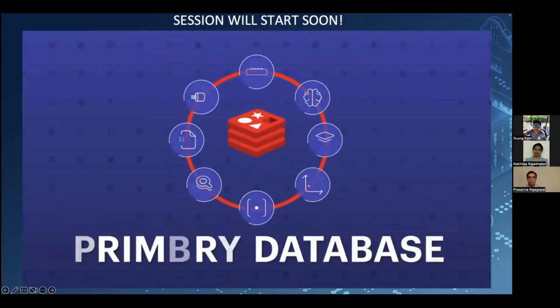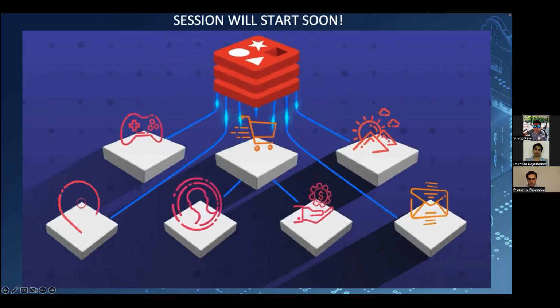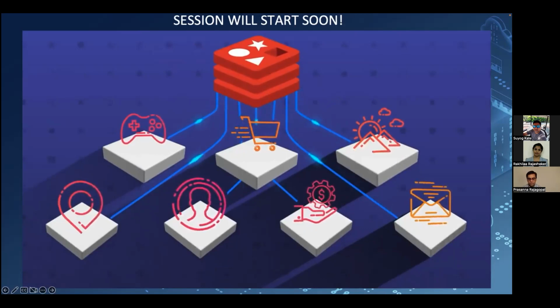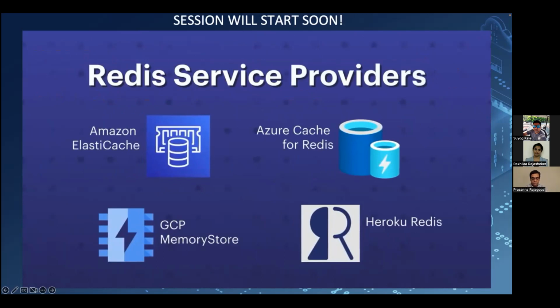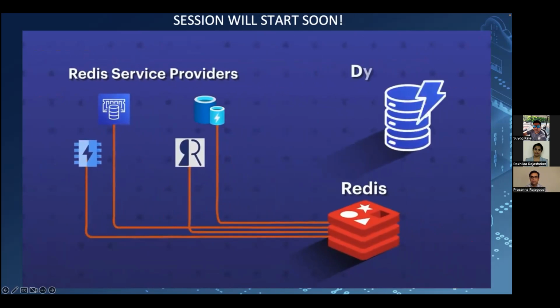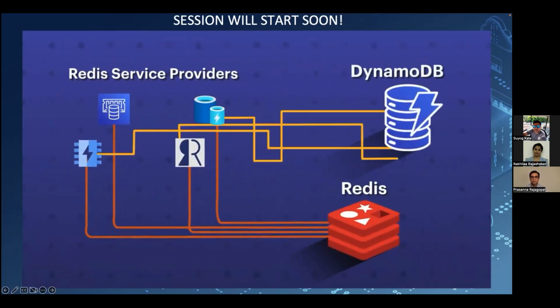Redis began as a caching database, but has since evolved into a primary database. Many applications built today use Redis as a primary database. Unfortunately, most Redis service providers only support Redis as a cache. This means you need a separate database like DynamoDB in addition to using Redis. This adds complexity, latency, and it prevents you from realizing the full potential of Redis.